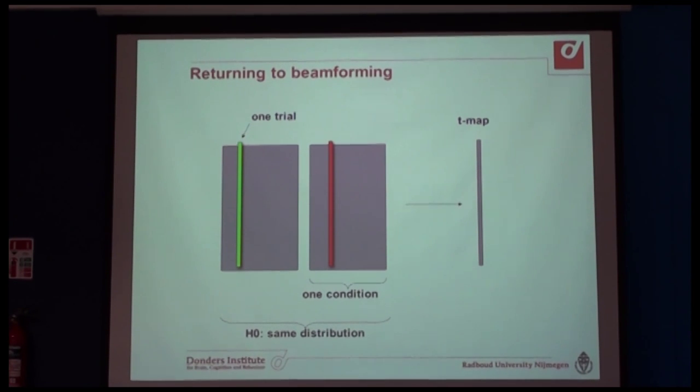So if we now return to beamforming, under the null hypothesis, I'm claiming that the data comes from the same distribution, that the data is the same. So although this is one condition, under the null hypothesis, the data in both conditions is coming from the same distribution. That means that rather than computing a spatial filter for one, under the null hypothesis, the best spatial filter that I would be able to compute would be the one in which I use both data sets.